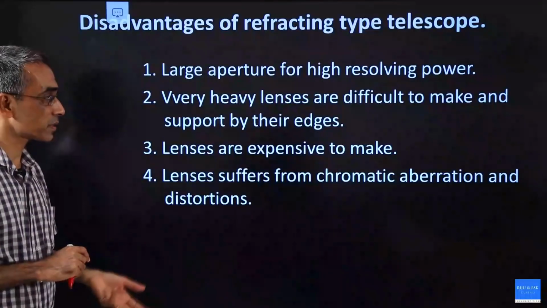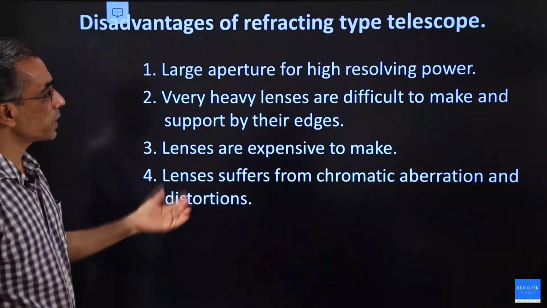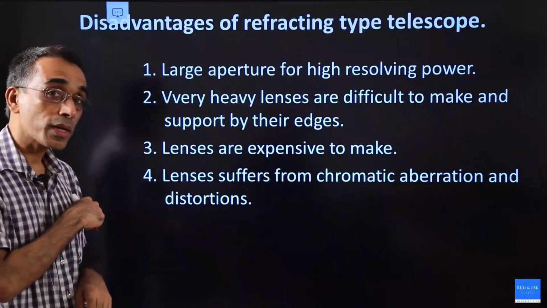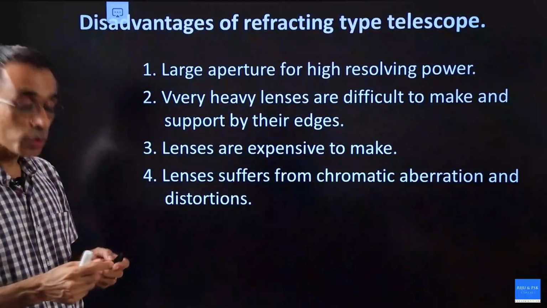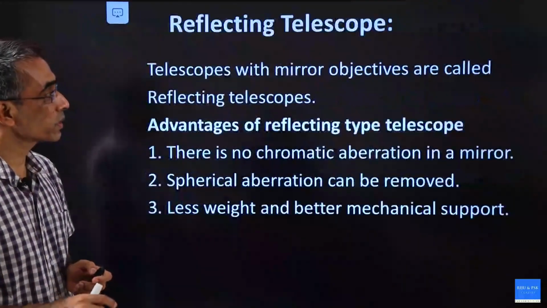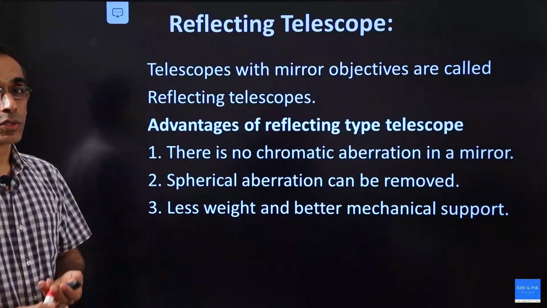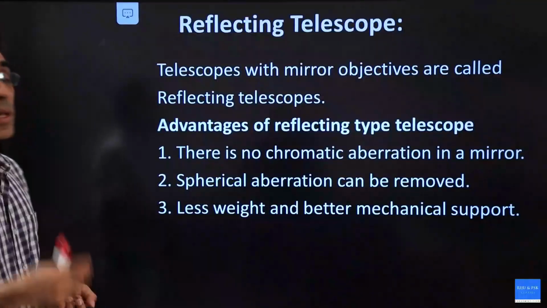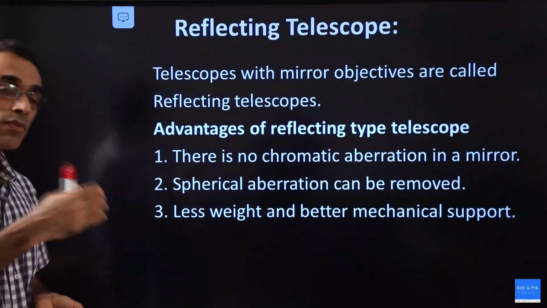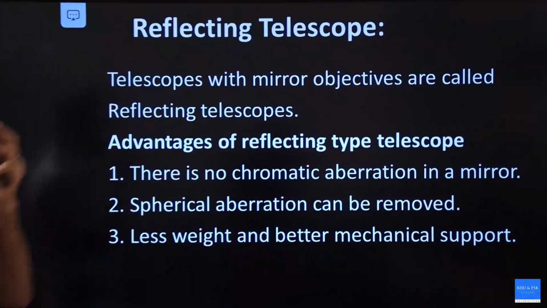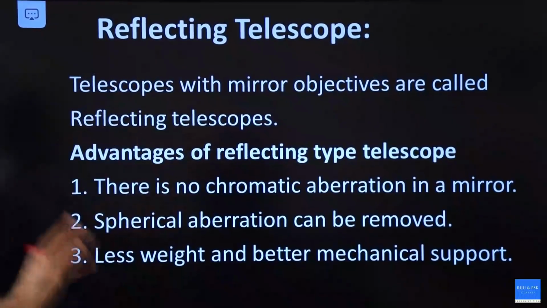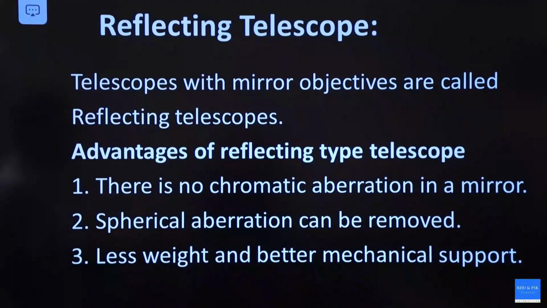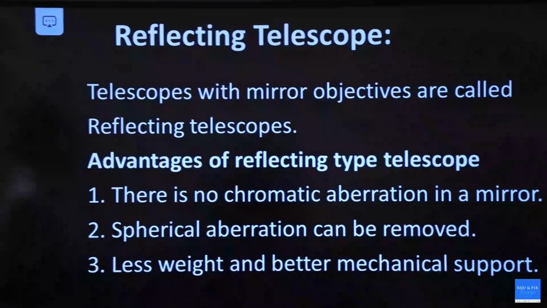To overcome this, see what the basic problem is. The basic problem is the lens. So, can you create a telescope without using a lens? Of course. That's what we call a reflecting telescope. A reflecting telescope uses mirrors instead of lenses. Not the eye lens, the objective. The objective is made of a mirror. It can be either spherical or parabolic.